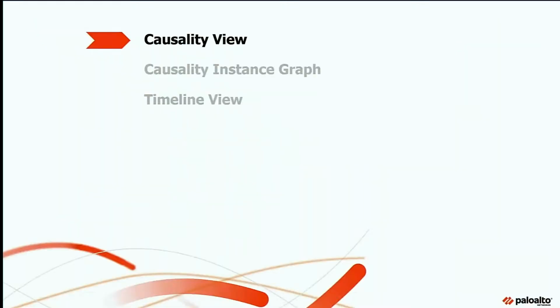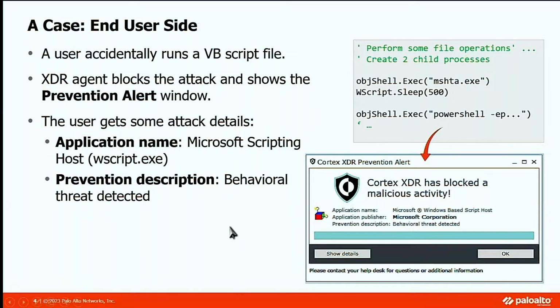All right, so first of all, the causality view. We're going to use an example for this module, very much the same example you'll follow in the lab at the end of the module. So here's our case study. A user accidentally finds a VB script they've received from a trusted source, or they found it on a USB, they did the wrong thing, and they've run the VB script file.